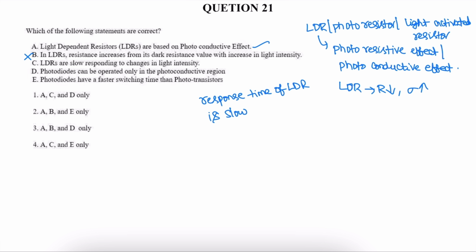Statement C is correct. Photodiodes are operated only in photoconductive region. It's wrong. Photodiode has two modes of operation. One is photovoltaic and the second one is photoconductive.